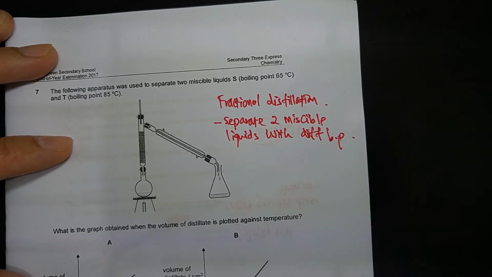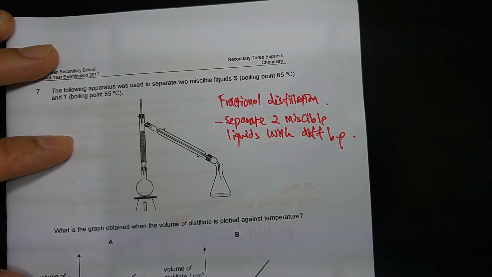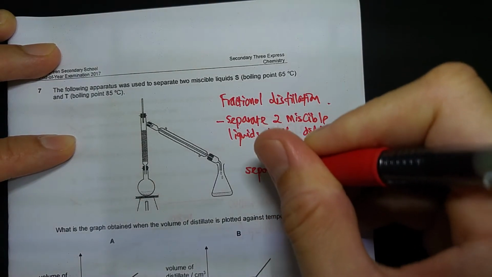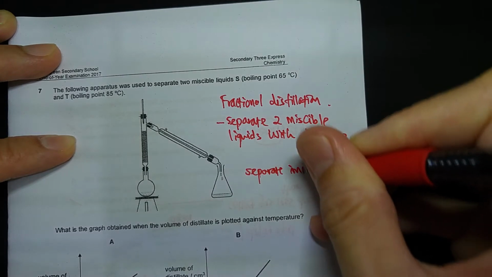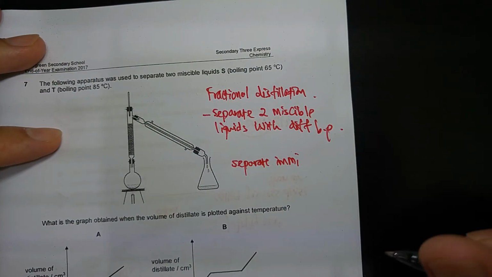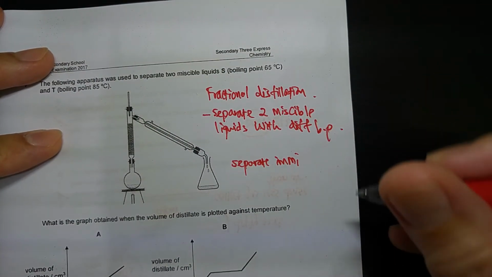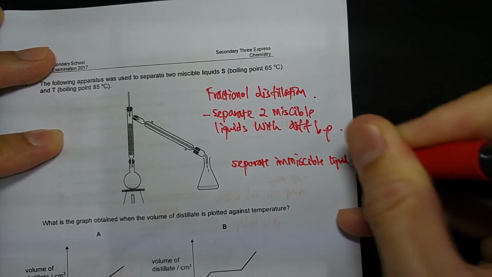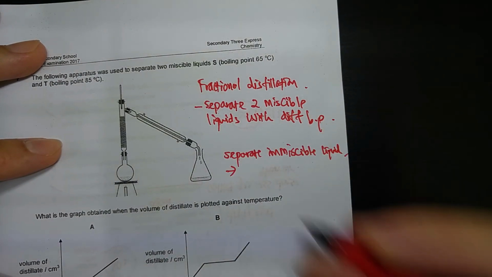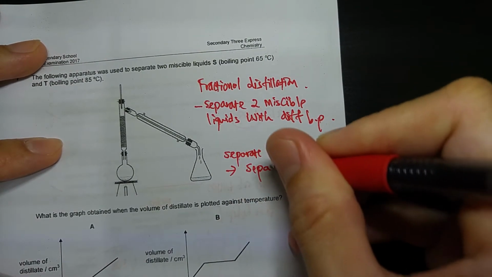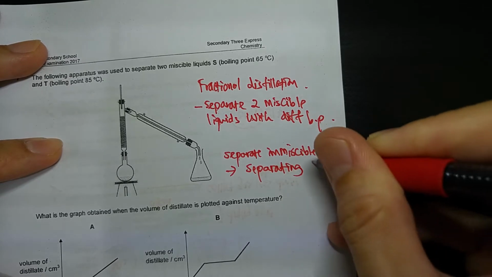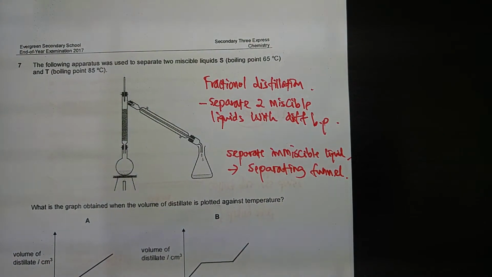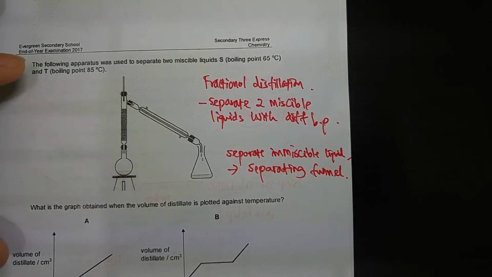Now, how about separating immiscible liquids? The opposite of miscible is immiscible, which means the two liquids cannot mix together. For immiscible liquids, you use what method? You use a separating funnel, chapter 3. Go and take a look at it. How does a separating funnel work?